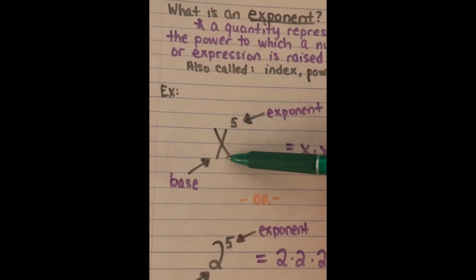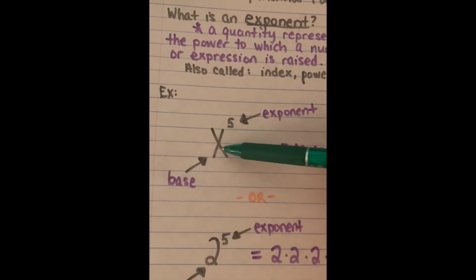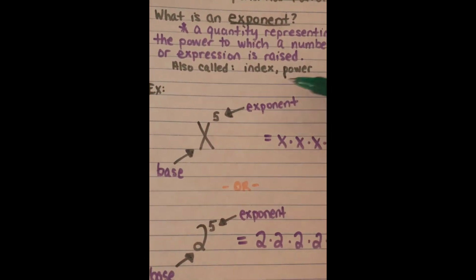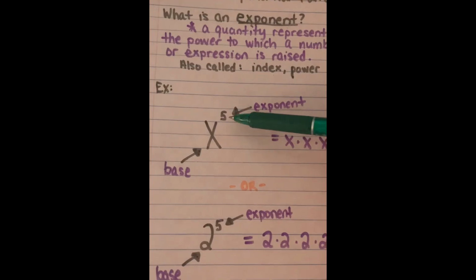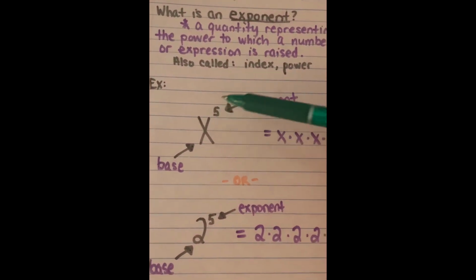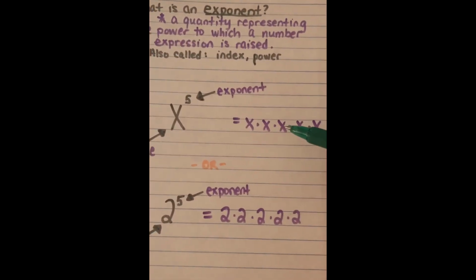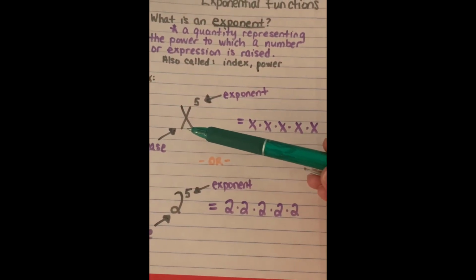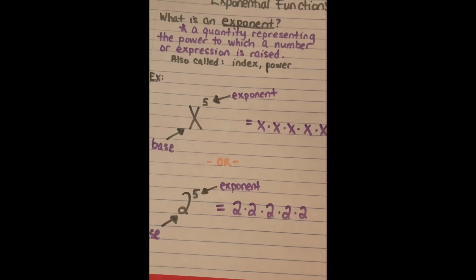So here's your base. Your base is going to be an x in this case right here. Your exponent, or it could be called an index or a power, is 5. So what this represents is x times x times x times x times x. How many times your base is being multiplied, okay?